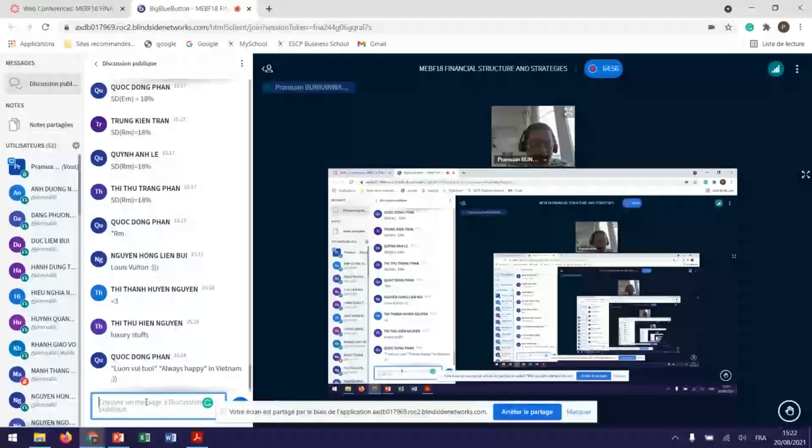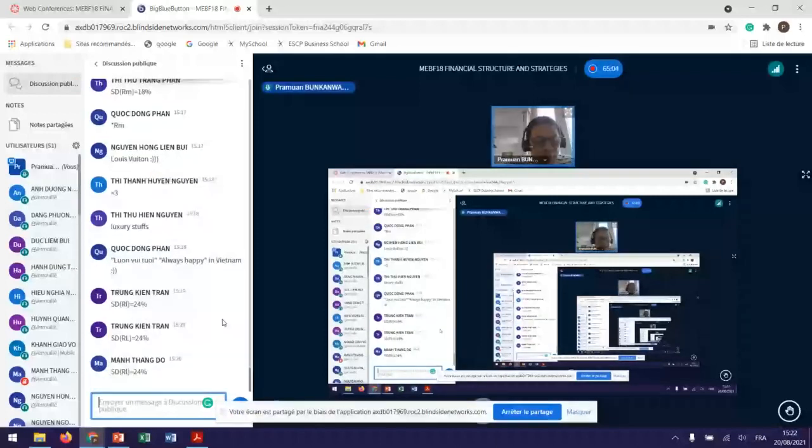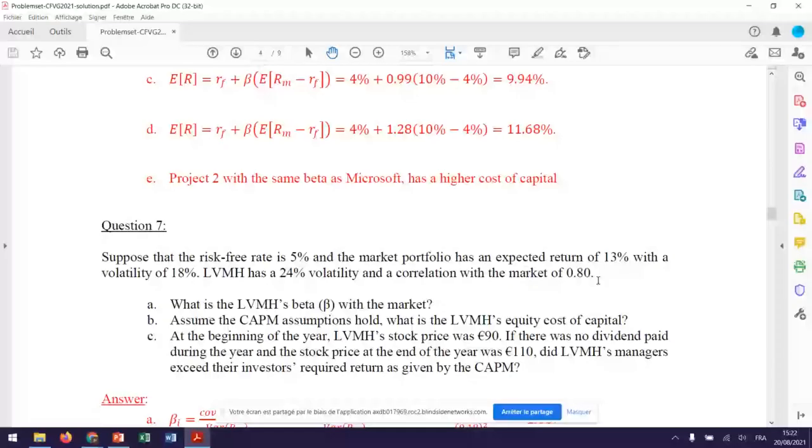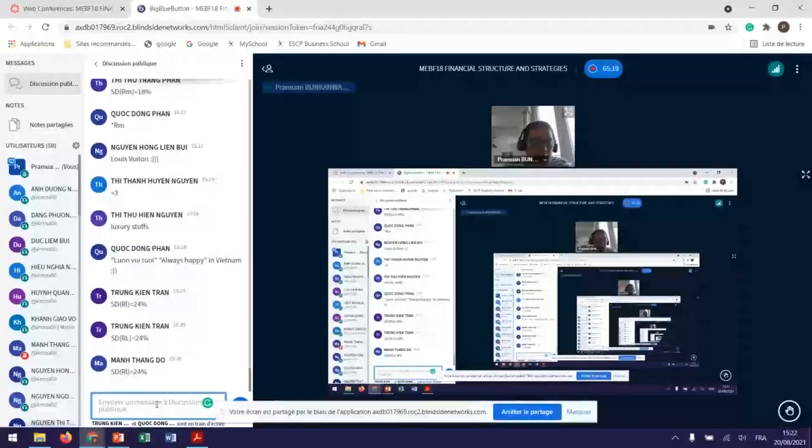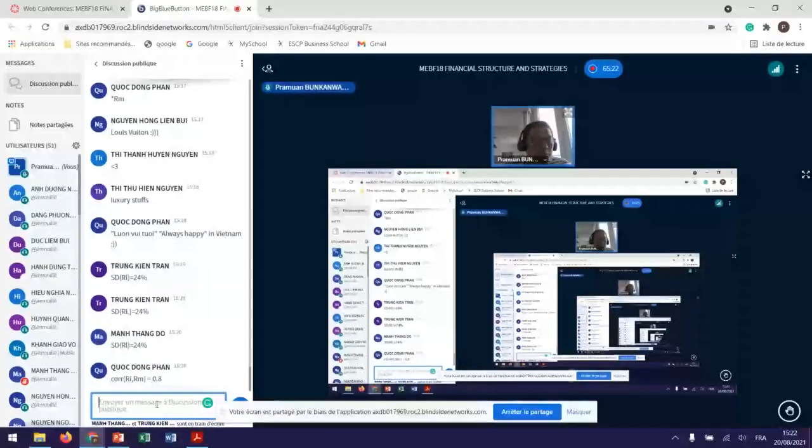It is the SD of RI, or the volatility of RI, is 24%. What does the question ask? The question gives the correlation with the market of 0.8. The correlation of RI and RM is 0.8. Kwok Dong Fan, you are excellent.